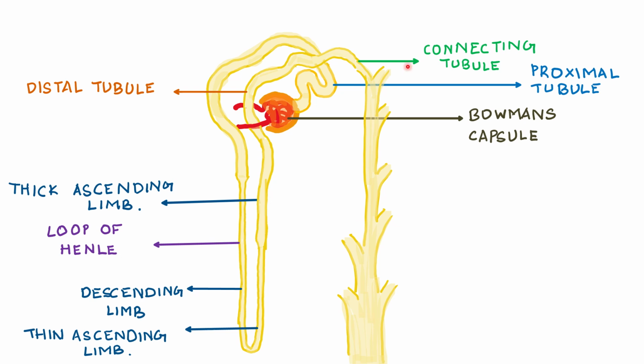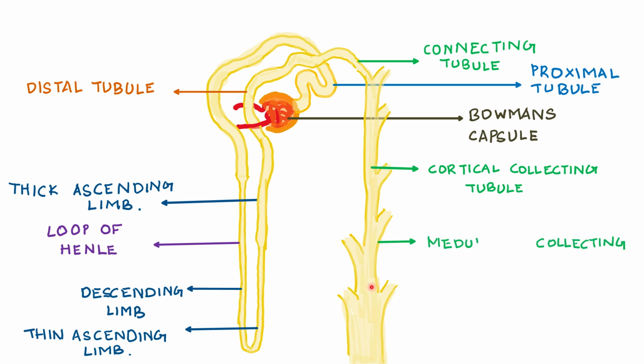And then the collecting duct, we've got two parts, that is the cortical collecting duct, which is present in the cortex, and the medullary collecting duct, which is present towards the medulla of the kidney. And finally we've got the collecting duct. So this is the basic structure.